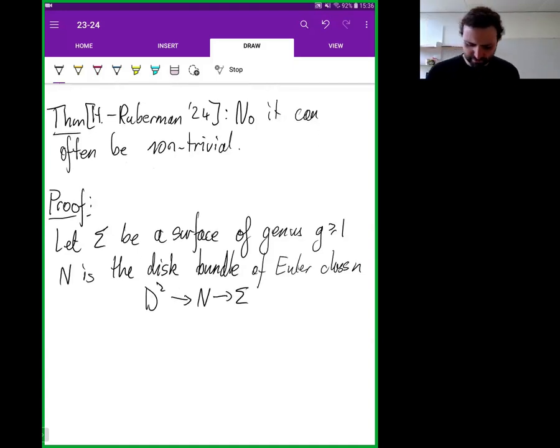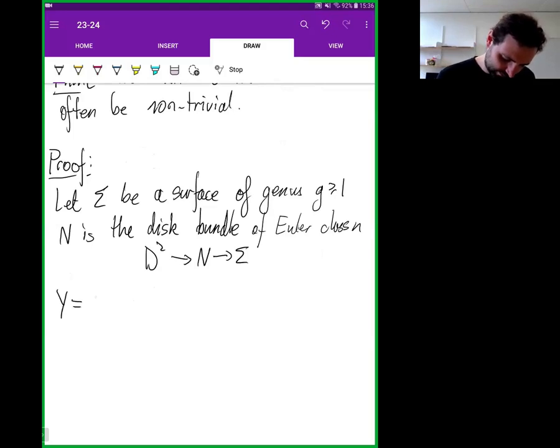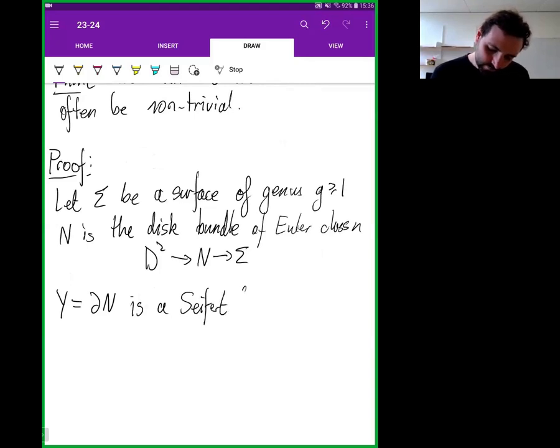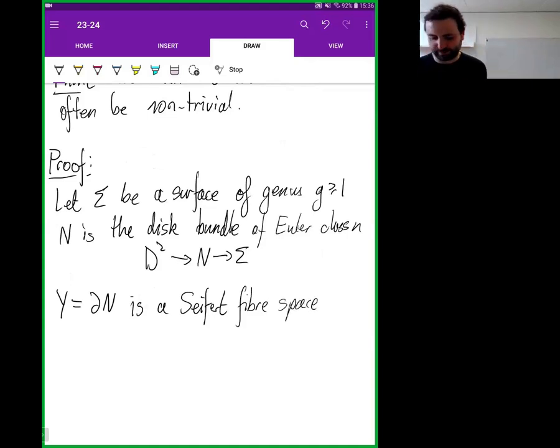And then we're going to let Y be the boundary of N. If you think about it, this is a circle bundle over a surface, so this is a Seifert fibered space. It's one where you have no singular points because we started with just an honest surface and we've just taken the Euler number to be n. So it's the Seifert fibered space determined by the genus and the Euler number. So that's cool.